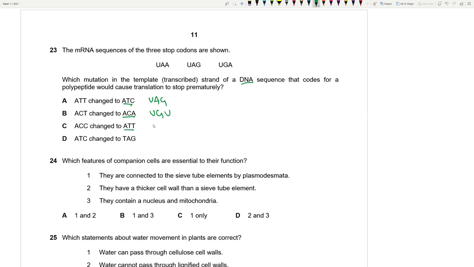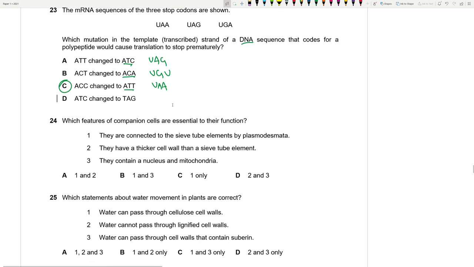Okay. Then what about this? This should be A binds with uracil, thymine binds with adenine, and this thymine binds with adenine. So yeah, here's the issue. This turns to UAA, right, in 23. So this is a stop codon. C should be the answer.